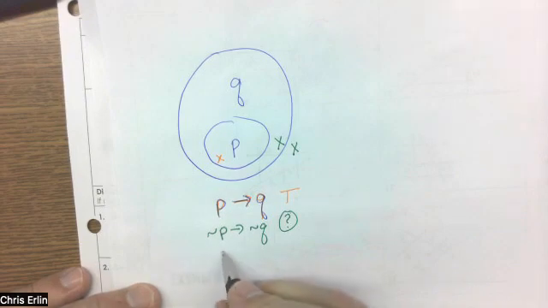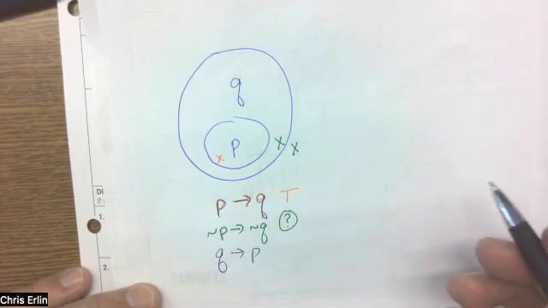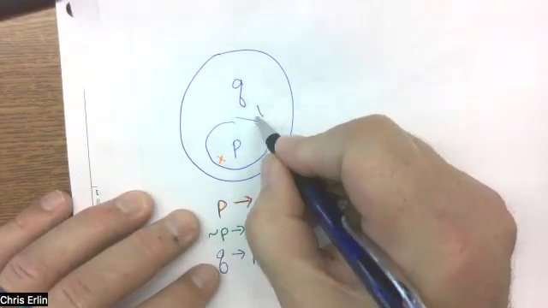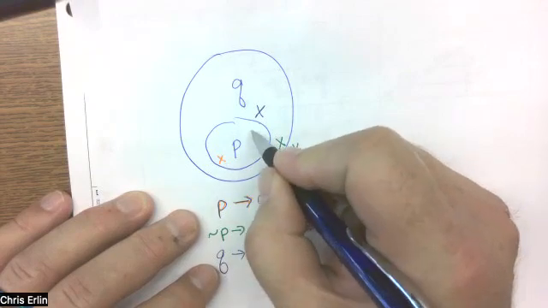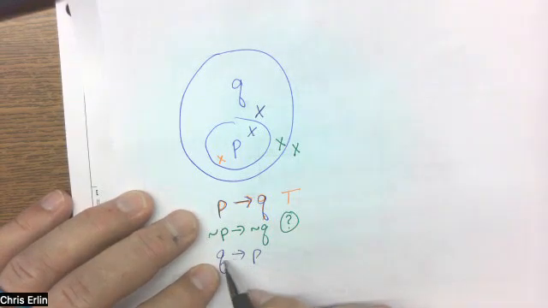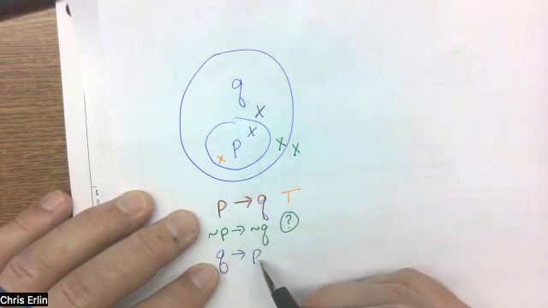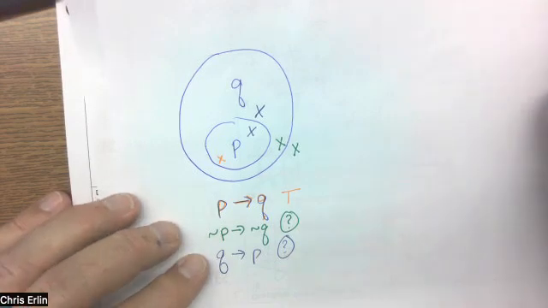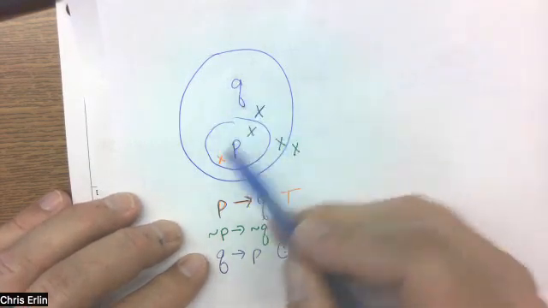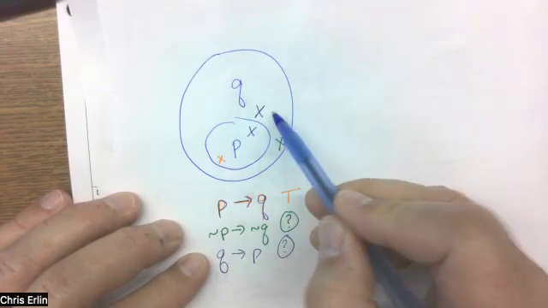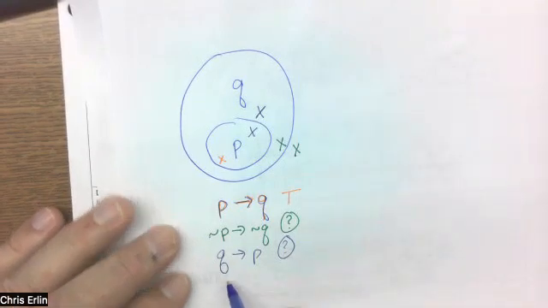Okay, let's try the converse, where we switch them, Q to P. So now Q is true, and I want to see if it's P. Well, here's a place where Q is true, but it's not P. Here's a place where Q is true, and it is P. So is this statement reliable? Do I know where I'm going to end up, whether or not P is true? I don't. That's unknown. If I know that I'm in Q, I don't know whether I'm in Q and inside P, or in Q but not inside P. It's unreliable.